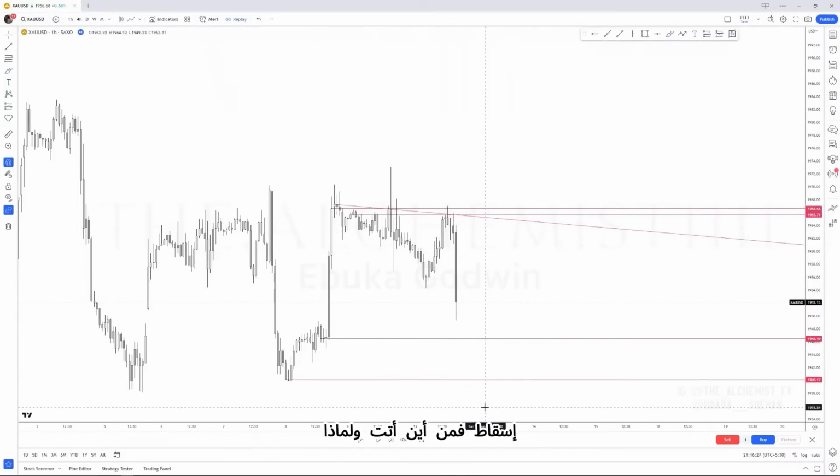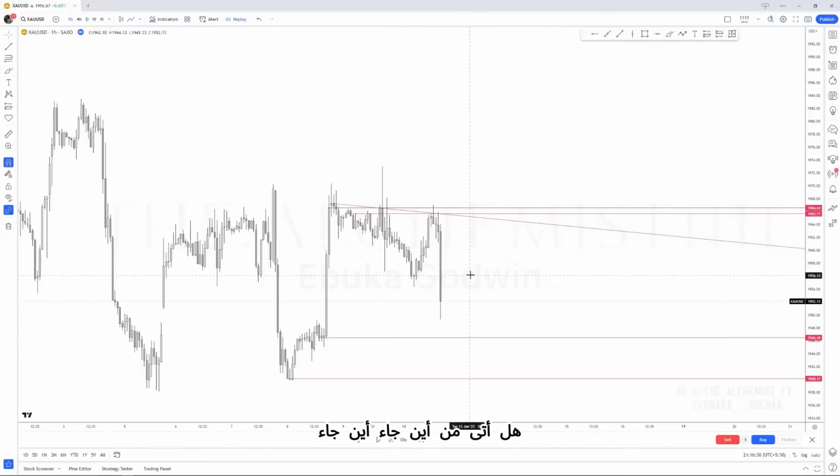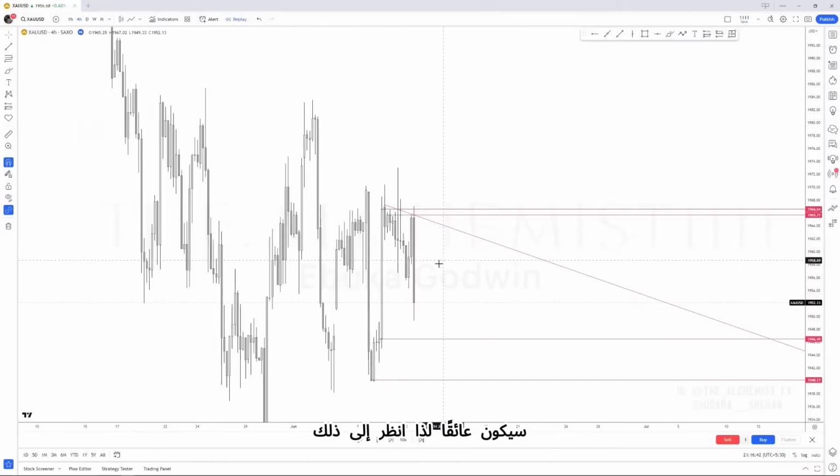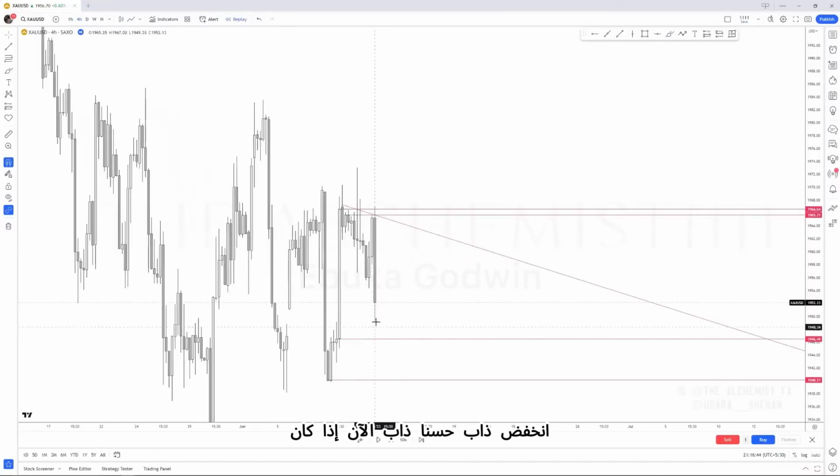Look at the drop. So where did it come from, and why did it come from? Where it came from, that is the most important question, right? It came from a daily resistance. Why did it come from a daily resistance? Because weekly was in a bullish storyline, so daily resistance will be an obstacle. So look at that, dropped, melted.